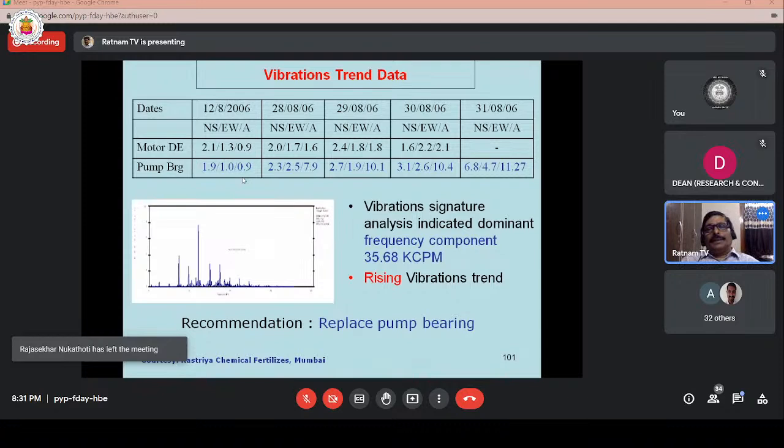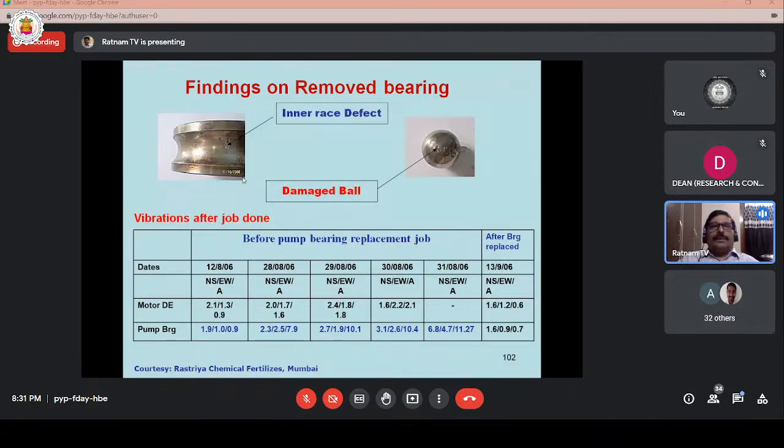They recommended replacing the pump bearing. This is a clear indicator of increase in pump bearing vibration levels. So they asked them to replace the pump bearing. After removing the bearing, an inner race defect was found. There is a dent in the inner race, and the damaged ball can also be seen in the photo.